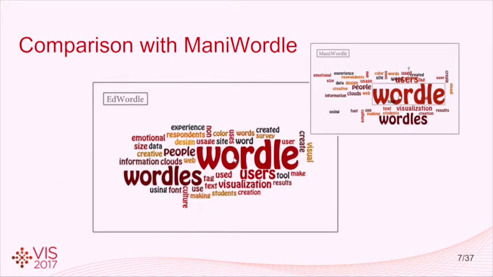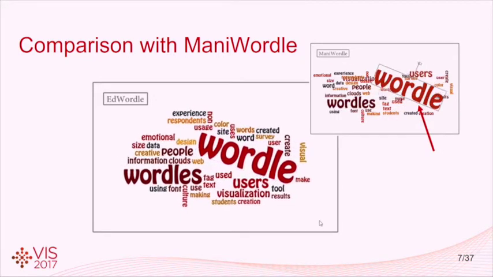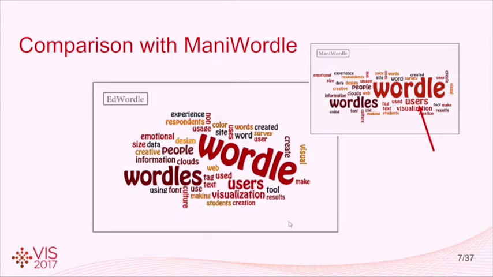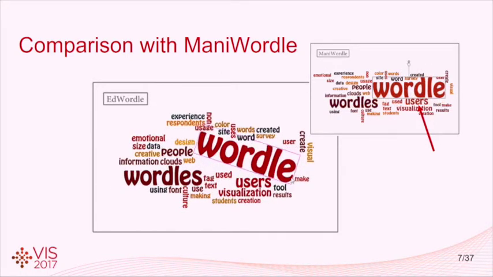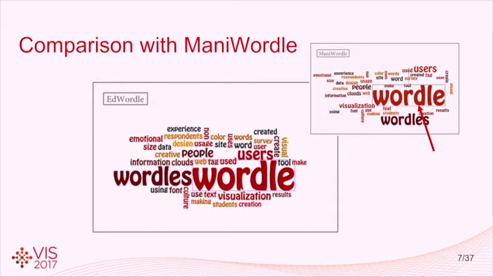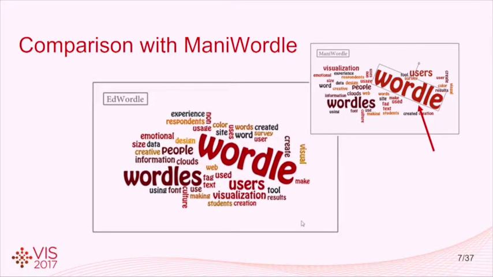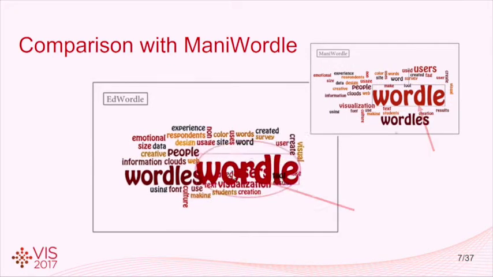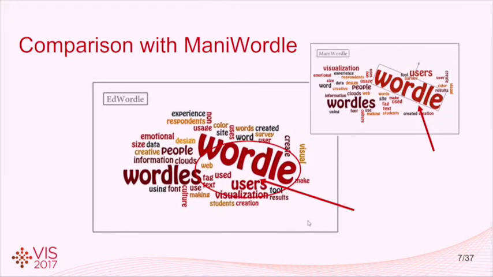For example, watch the word users. In ManyWordle, it jumps to the top of the layout. Also, the word visualization jumps away. That can be a problem if you do hope that Wordle, users, and visualization stay together during the editing. While in EdWordle, the neighborhood relation of these three words is kept.